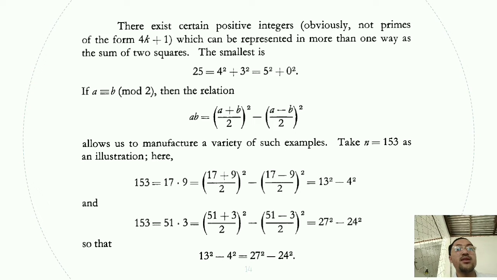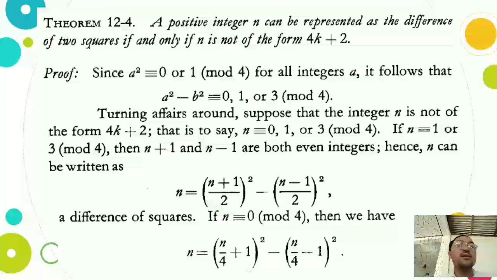So 13 squared minus 4 squared equals 27 squared minus 24 squared. Why? If you simplify 13 squared minus 4 squared and 27 squared minus 24 squared, you will have the same result of 153. So therefore, 153 equals 153.